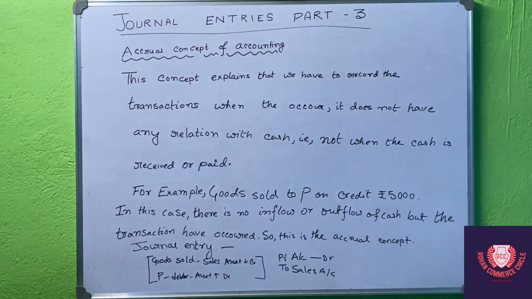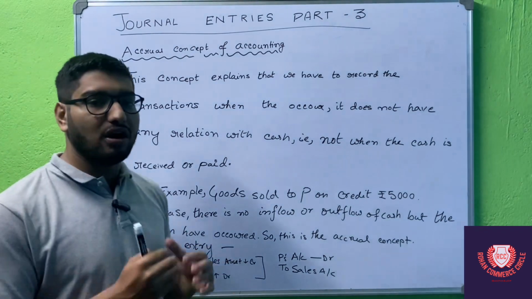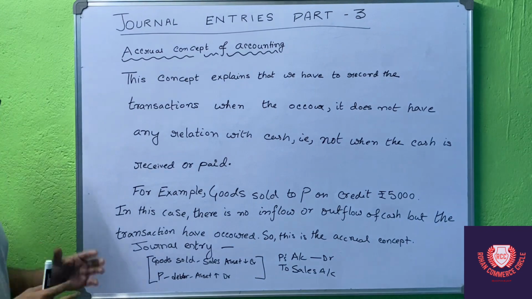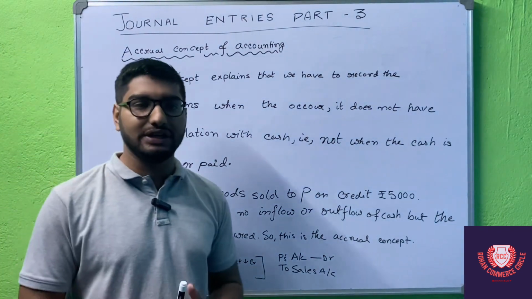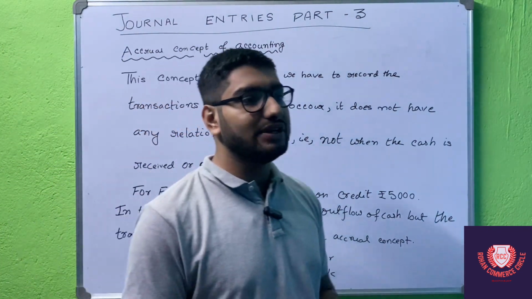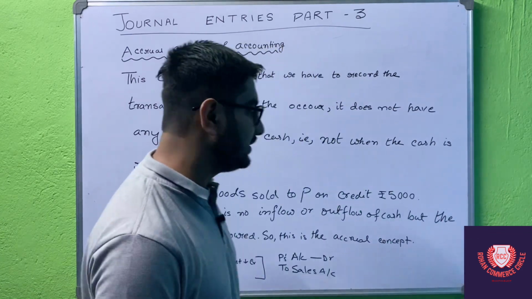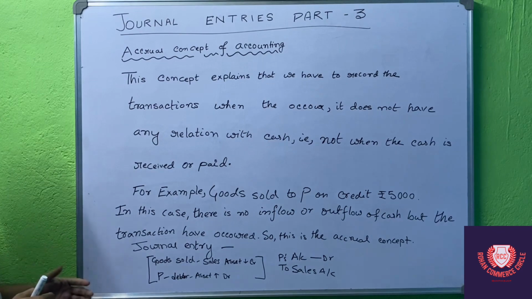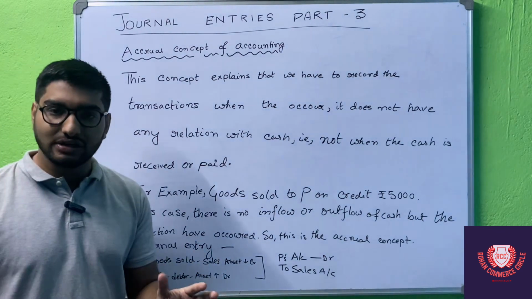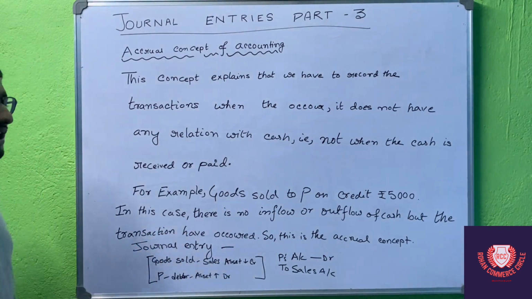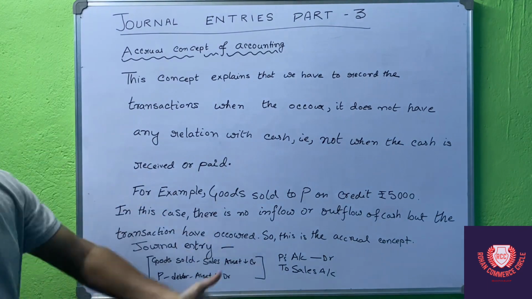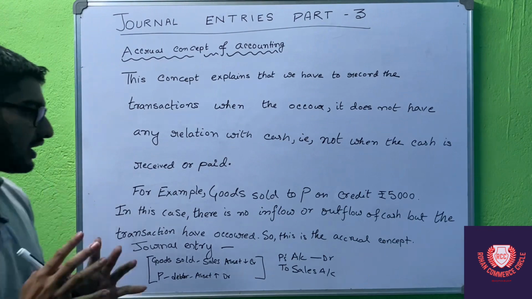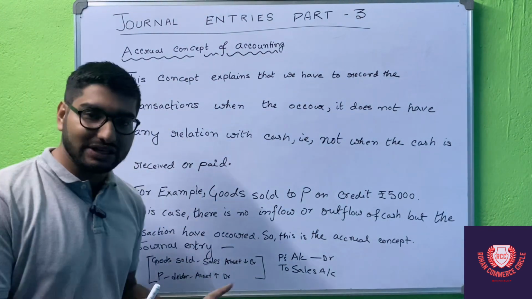Let us see one example for that, that is goods sold to P on credit, rupees 5,000. So in this case, when we are just selling the goods to P on credit, that means we are giving him credit. That means he is our debtor, right? So in this case, there is no inflow or outflow of cash. Cash is not coming in, cash is not going out. What happens is we are just selling the goods to him. So the transaction has occurred over here. So this is an accrual concept.